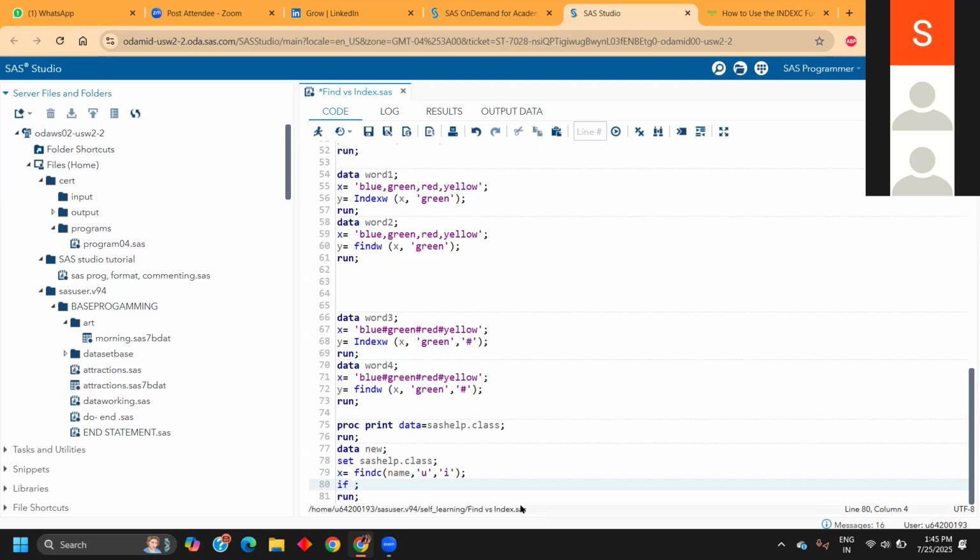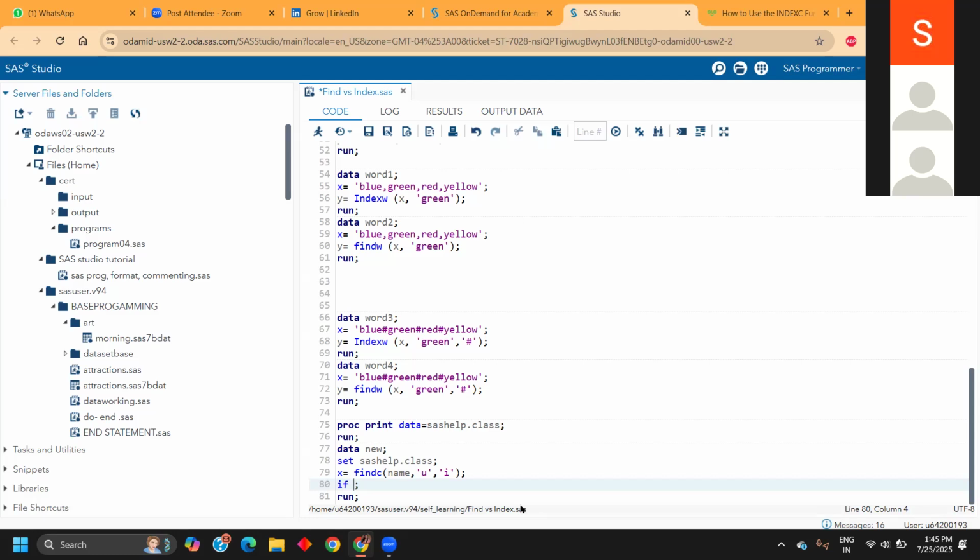So instead of CMISS, we are using FINDC. That's it, right? Then what happens here? If FINDC of name, U and I. So what does FINDC return? It returns the data with the position of the exact character.